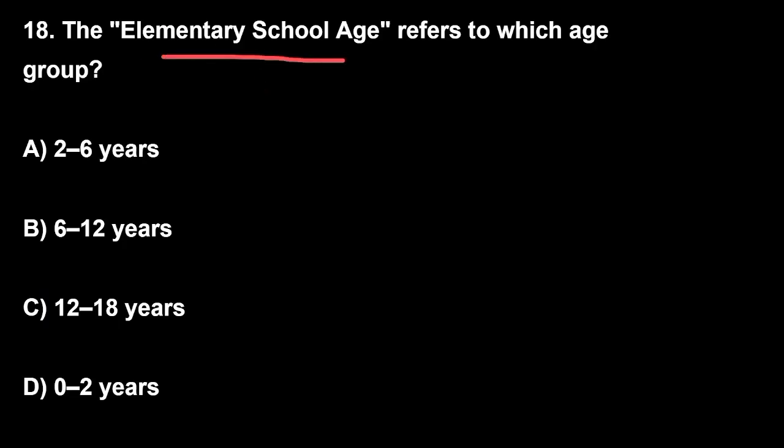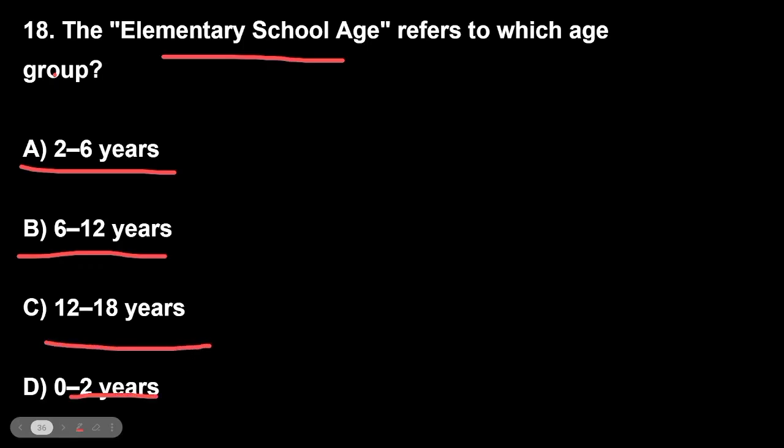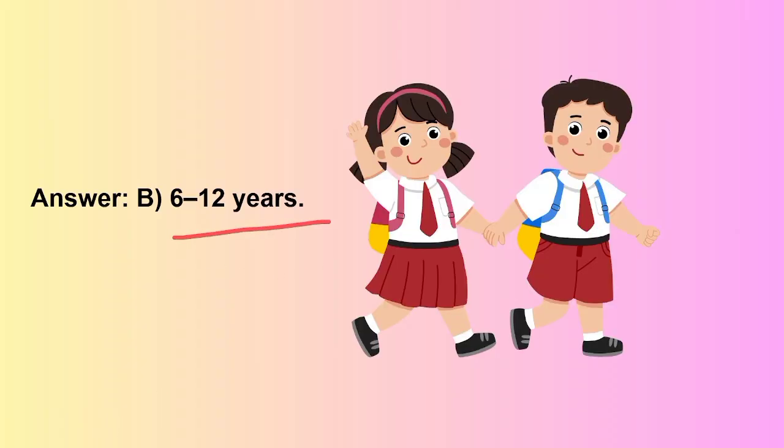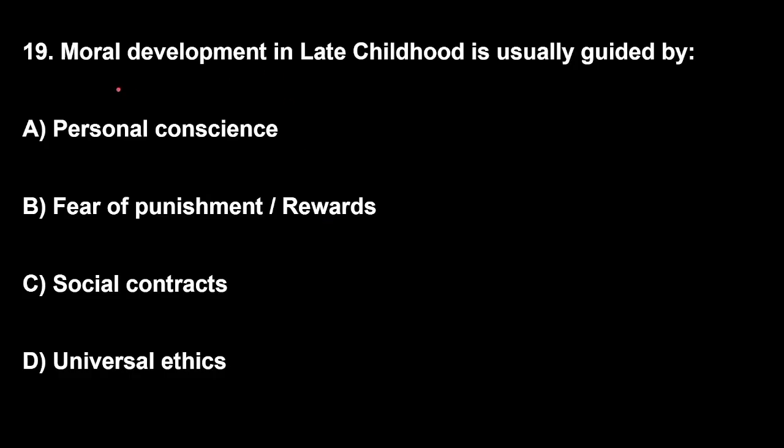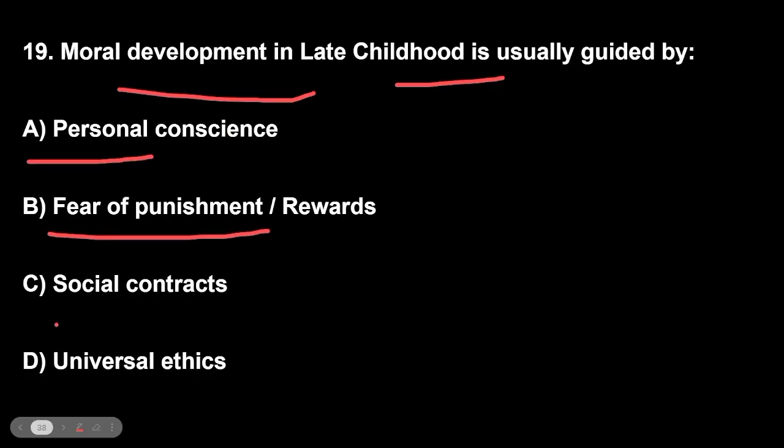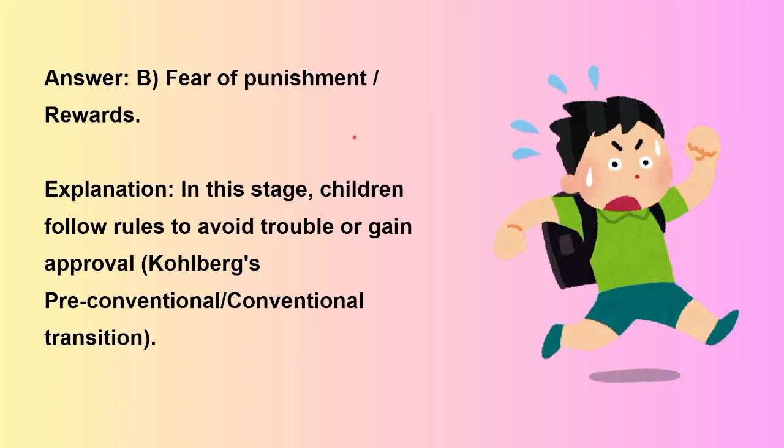Next question. The elementary school age refers to which age group? Option A 2 to 6 years, B 6 to 12 years, C 12 to 18 years, D 0 to 2 years. And the right answer is 6 to 12 years. Next question. Moral development in late childhood is usually guided by personal conscience, fear of punishment or rewards, social contracts, or universal ethics. And the right answer is fear of punishment or rewards, because in this stage children follow rules to avoid trouble or gain approval.